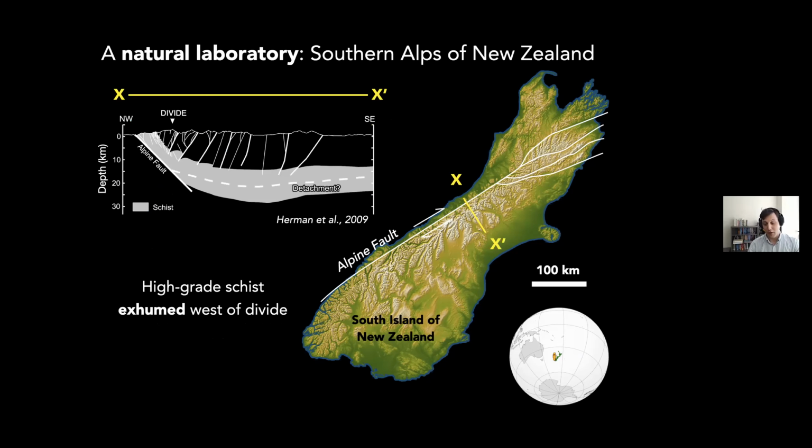This rapid erosion has apparently been responsible for exhuming high-grade metamorphic rocks in the immediate hanging wall of the Alpine Fault. So if we were to take a slice through the orogeny and look at its very simplistic geology, what we would see is high-grade schist exhumed in the immediate hanging wall, and a metamorphic grade that decreases pretty systematically as you move eastward across the mountains away from the Alpine Fault.